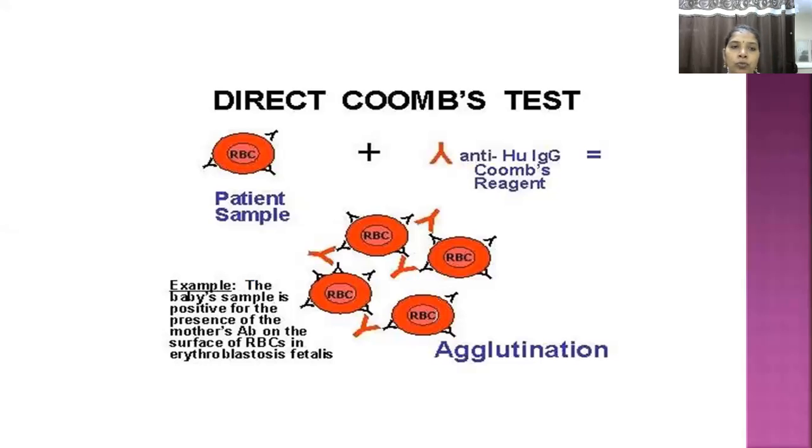What happens in the direct Coombs test? Patient sample is taken, that is the fetus. Antibodies in IgG Coombs reagent. So if the RBC is coated with IgG, it means the baby sample is positive for the presence of mother's antibodies on the surface of RBCs. In erythroblastosis fetalis, agglutination occurs. The fetus RBCs are coated with maternal antibodies, so maternal antibodies agglutinate with Coombs reagent. This is direct Coombs test positive.